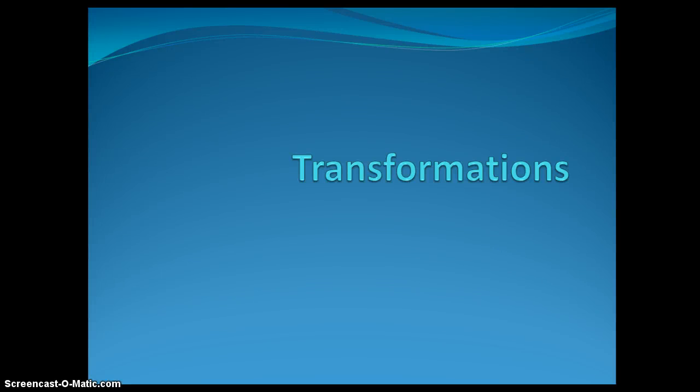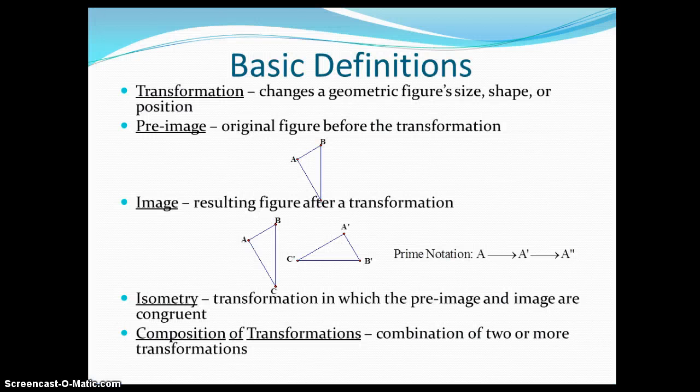Today we're going to talk about basic transformations. A transformation is an operation that changes a geometric figure's size, shape, or position. We call the original figure before we transform it the pre-image, and the image is the resulting figure after a transformation. So you can see below the pre-image is triangle ABC, and the image is triangle A prime, B prime, C prime. Now we use prime notation to show that there is a transformation occurring.